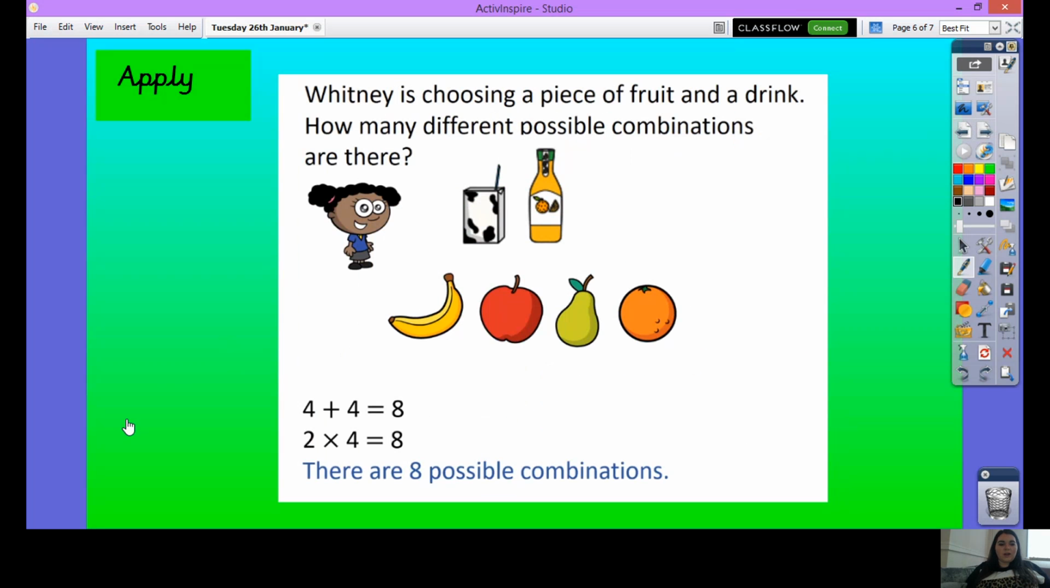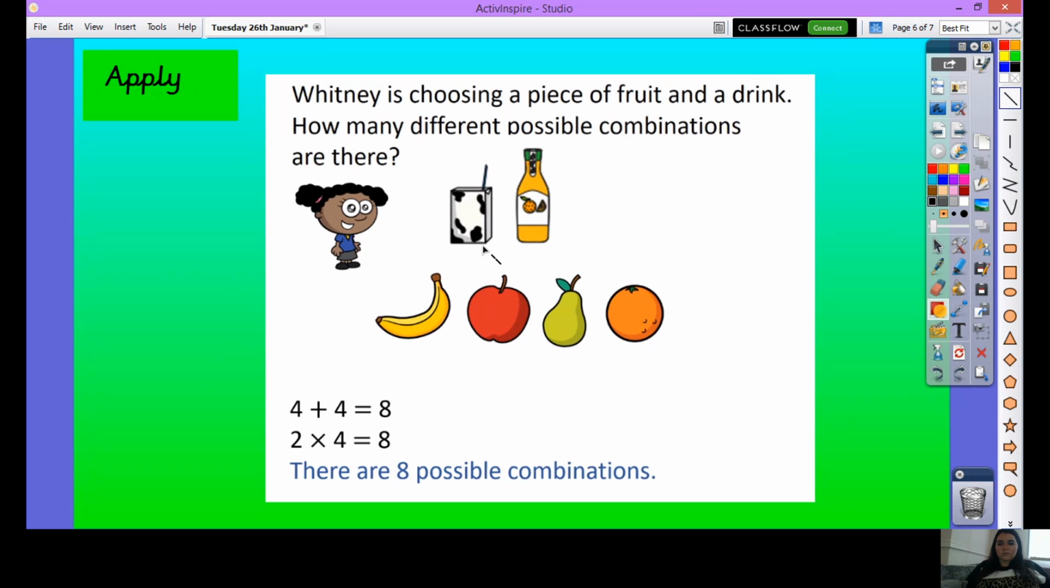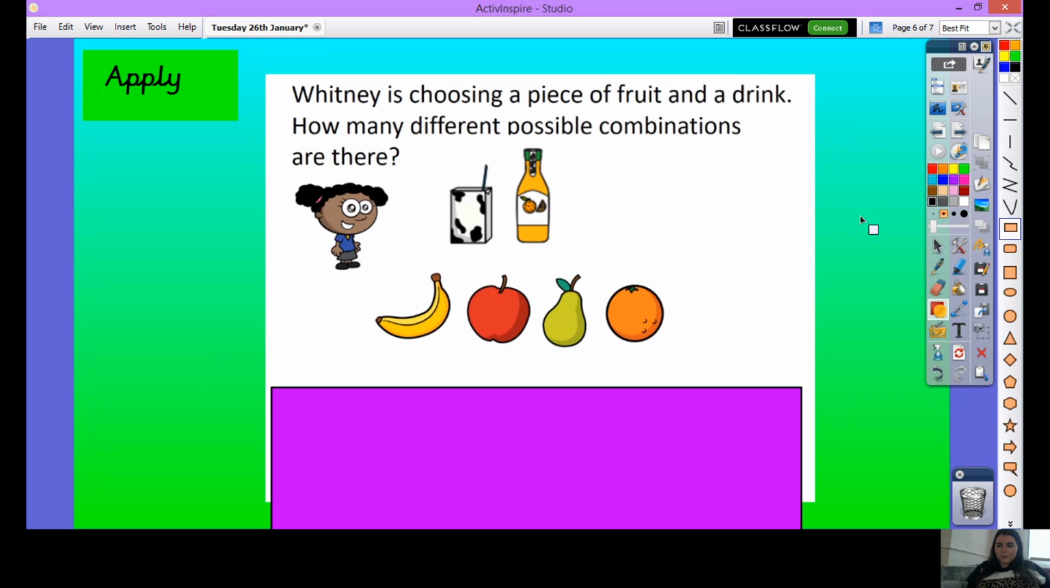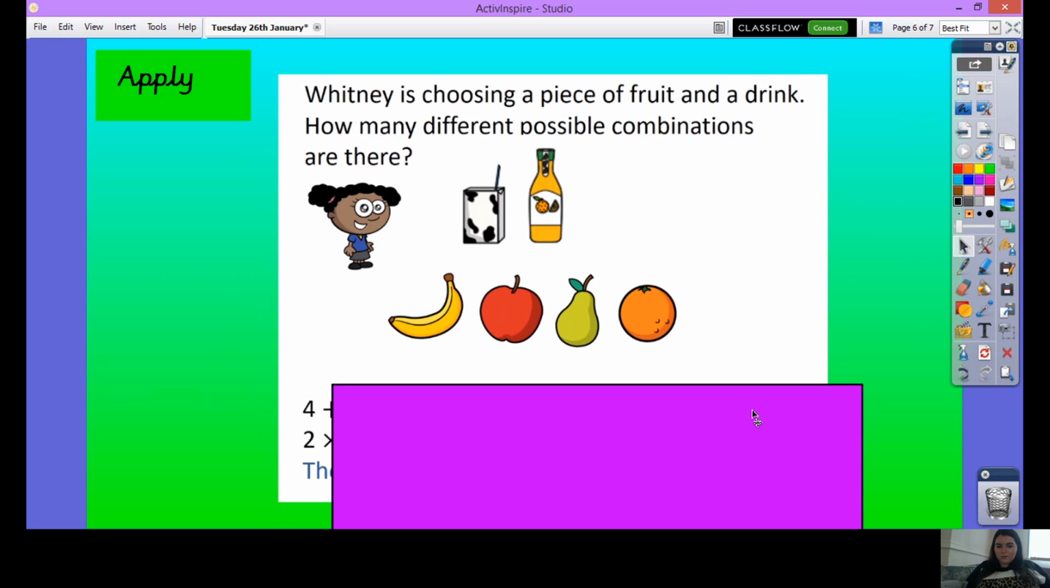So here is your apply question. Whitney is choosing a piece of fruit and a drink. How many different possible combinations are there? Oh, that's annoying. It's got the answers right at the bottom. Okay. Either pretend you didn't see it or prove it now on your piece of paper.